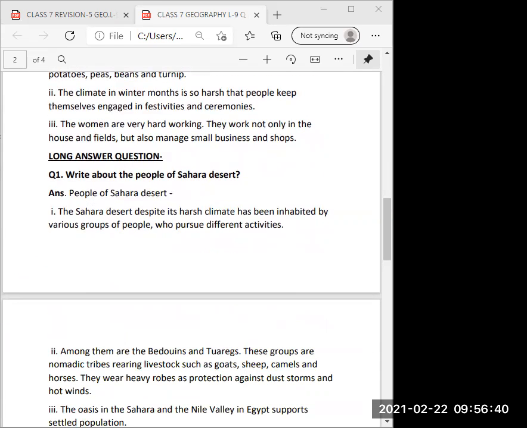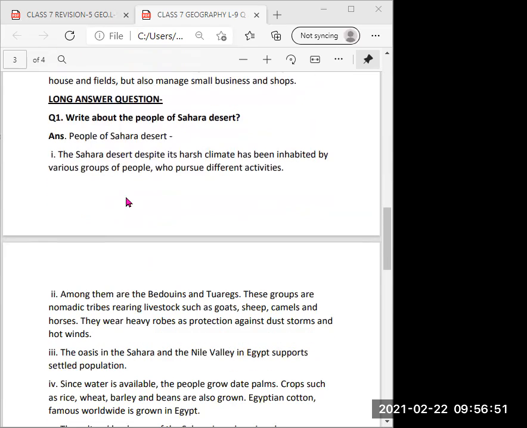Now long question answers. Write about the people of Sahara Desert. Now you have to write down about the people of Sahara. Just now we have understood about people of Ladakh. Okay. Now next is people of Sahara Desert.